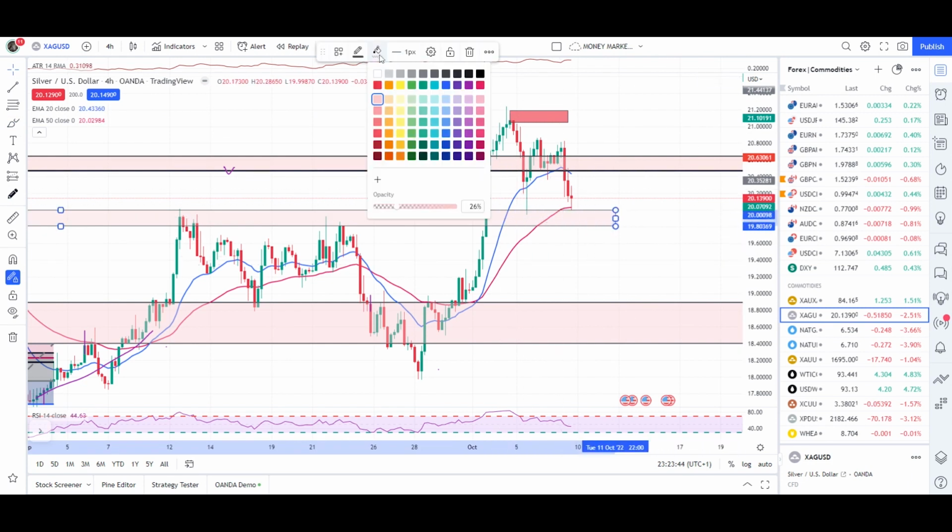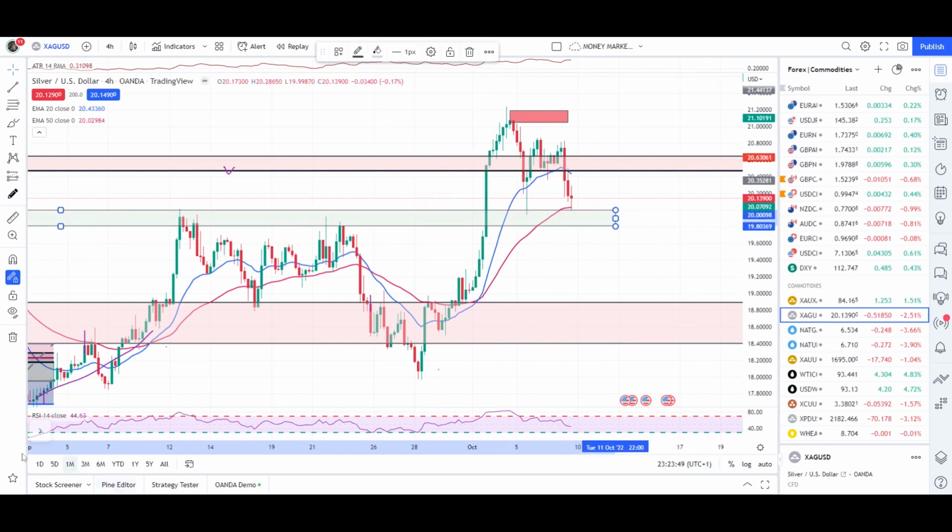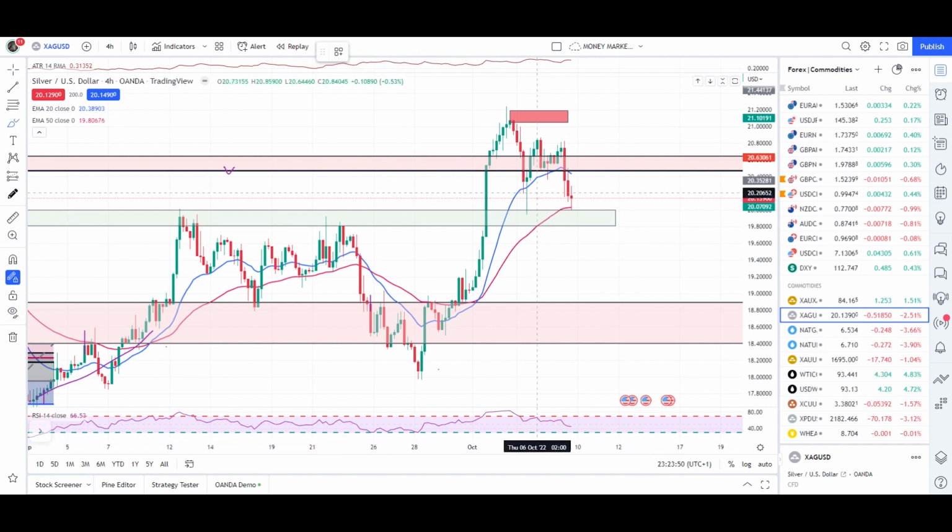Now we have a minor support below here, which is 19.80 and goes up to 20. If the market pushes down in between this zone and then we get a green candle, then also we will take our buy trades using my engulfers or double bottom entry pattern.